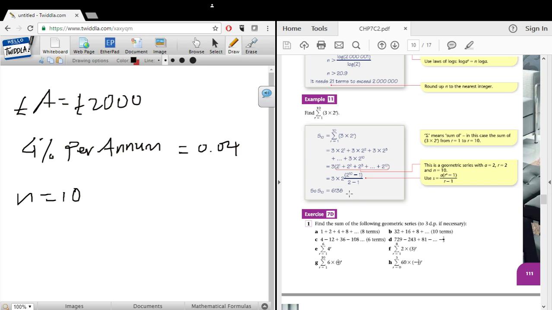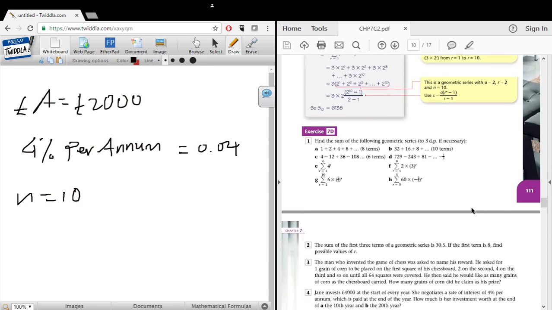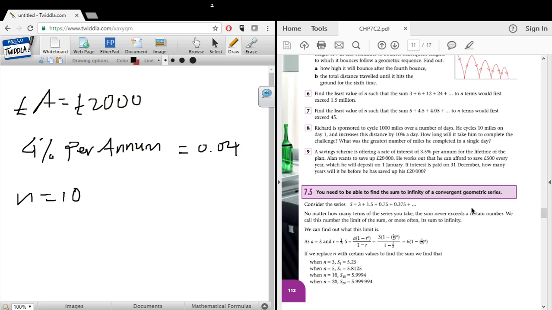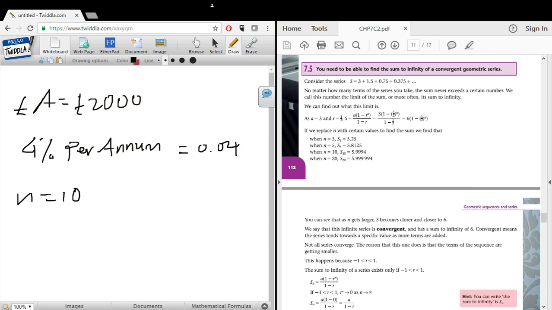And so we have this answer that is 6,138. And you can work through the examples.